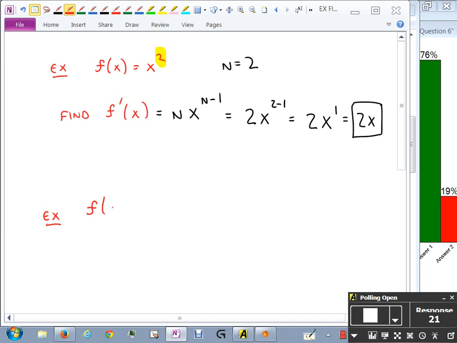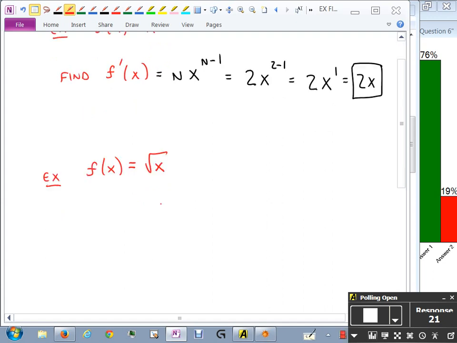f of x equals the square root of x. What's the derivative? All right, so first you have to be sure that you know the power of x here. So up here, what does the square root really mean? x to the 1/2 power, right? That's what it means. So the n in the problem is 1/2.